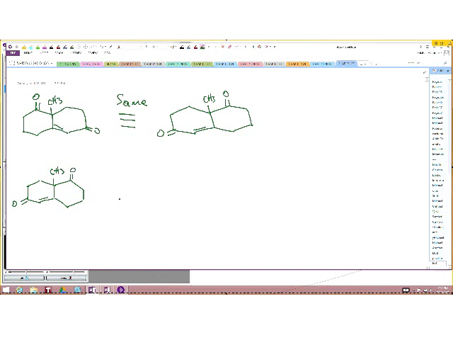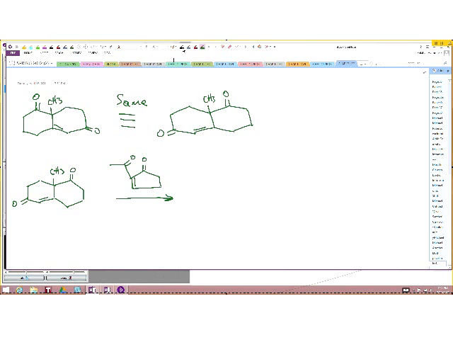Supposing now I take this here, the assignment I have for you, if I take this alpha beta unsaturated ketone, the assignment I want you to do at home: how will you make this molecule here using an Aldol condensation?